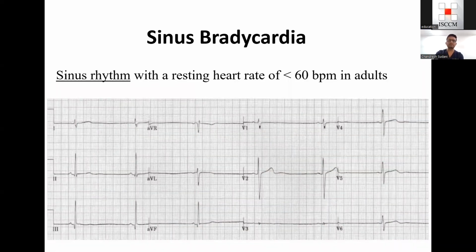Okay, this is also one kind of arrhythmia, but it is a sinus arrhythmia. Sorry, sinus bradycardia. Sinus rhythm with a resting heart rate less than 60 in adults will be considered sinus bradycardia. If you see here, between two QRS complexes there are almost 8 big squares. So if you divide 300 by 8, it will be less than 60. So this is sinus bradycardia.